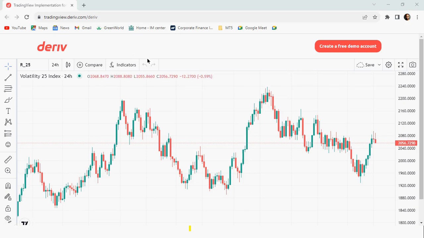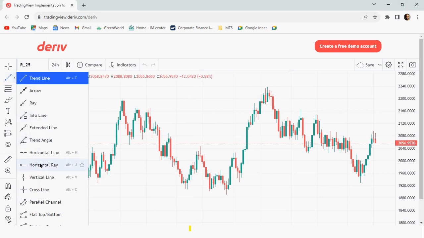Okay, now, we are looking at V25. When we look at this V25, we are looking at it in 24 hours, which is the D1 time frame. Now, if we are tracing our support level, this is where our support level is. So our support level, here it is.